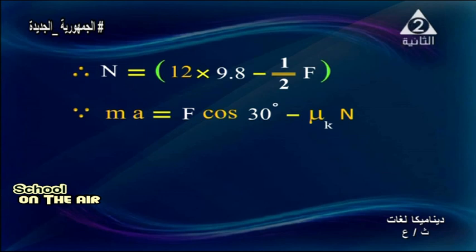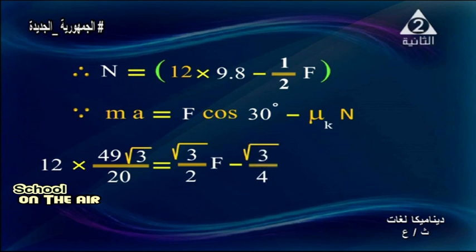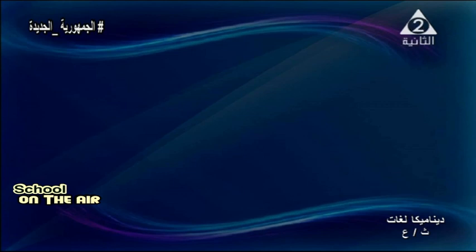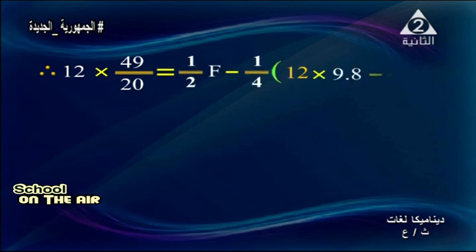The mass of the body equals 12 kilogram, multiplied by the acceleration 49 root 3 over 20 equals root 3 over 2 F minus mu K, which equals root 3 over 4 times 12 times 9.8 minus half F. The left hand side, after we divide both terms by root 3, then 12 multiply 49 over 20 equals half F minus quarter multiply between two brackets 12 times 9.8 minus half F.